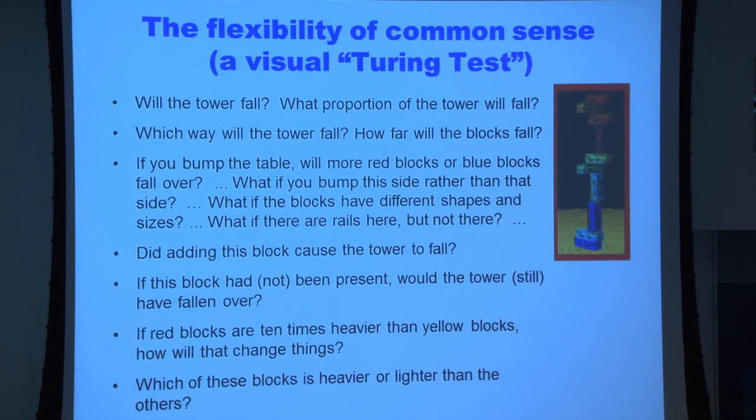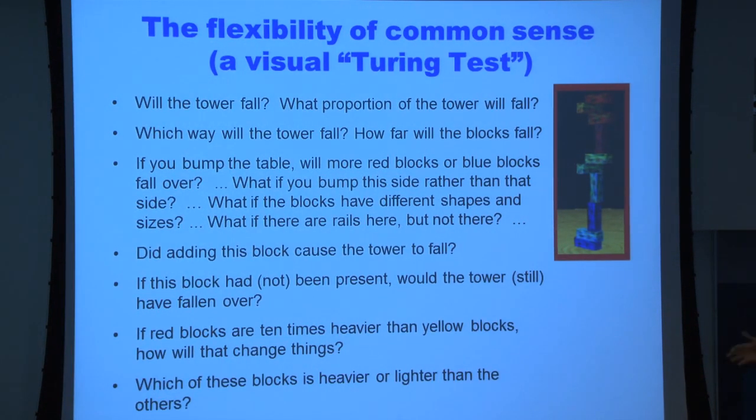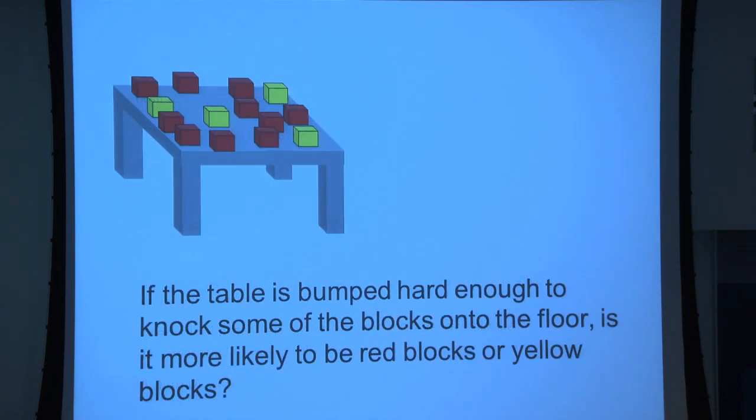Or, think about counterfactual reasoning. What was the straw that broke the camel's back? Was it this block that I added that caused the tower to fall? Or suppose this one hadn't been present, would it still have fallen? Or think about reasoning about hidden properties, like which of these blocks are heavier or lighter than the others. So you can do all these judgments, and our model can do all of them too.